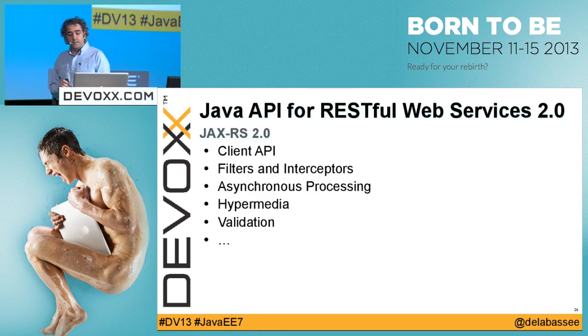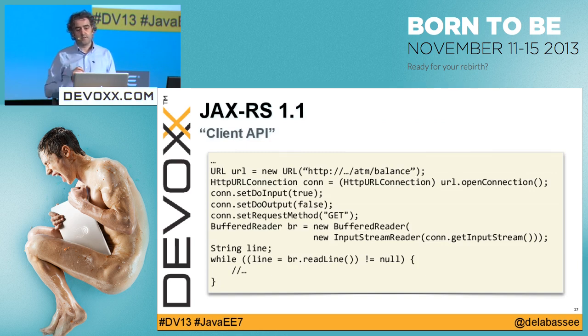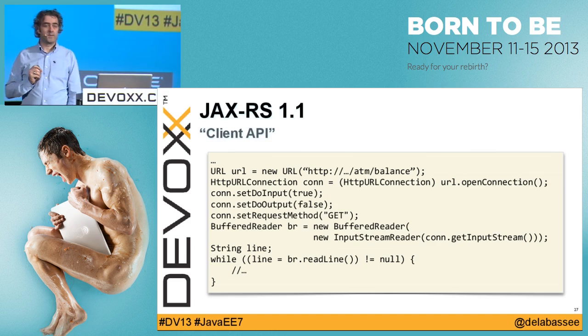Another API which is highly important for HTML5 is JAX-RS. So in JAX-RS 2, we have added a lot of capabilities: the client API, filters, interceptors, asynchronous capabilities, hypermedia, validation, common configuration, and so on. One of the APIs I would like to talk about is the client API. So this is basically the JAX-RS 1.1 client API.